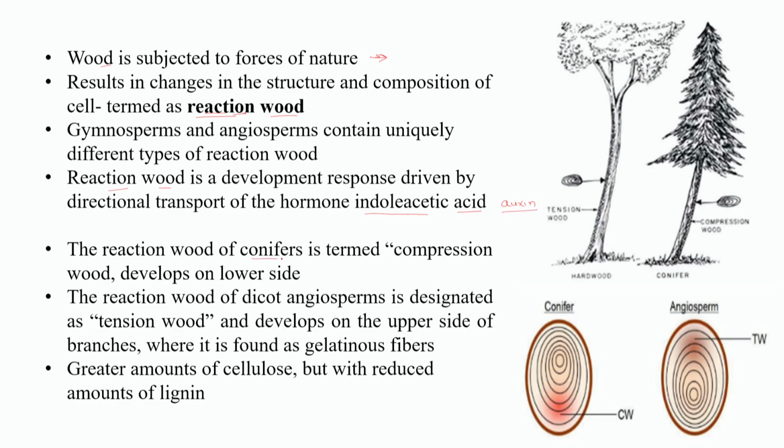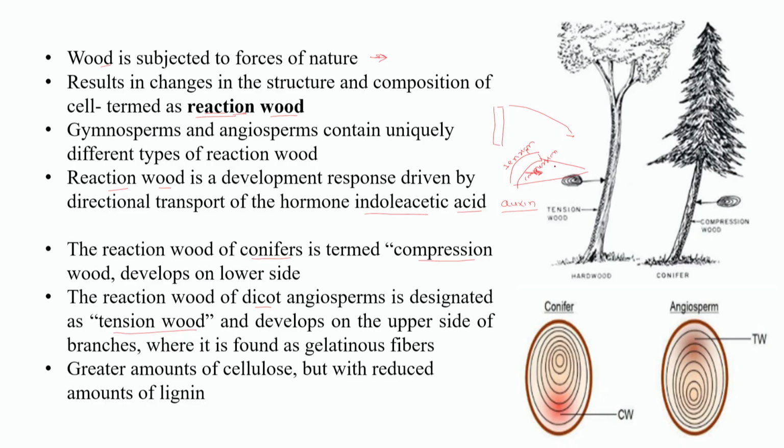In conifers, like in gymnosperm, the reaction wood is known as compression wood, and in dicot it is known as tension wood. See, suppose this is a tree, and if we try to pull it, what will happen? It will try to bend in this direction because of that pull. So on this side it will be in tension, on this side in compression. Compression and tension are both things which happen when we apply force. When wood develops on this side, it is known as compression wood, and when it develops on this side, it is known as tension wood.